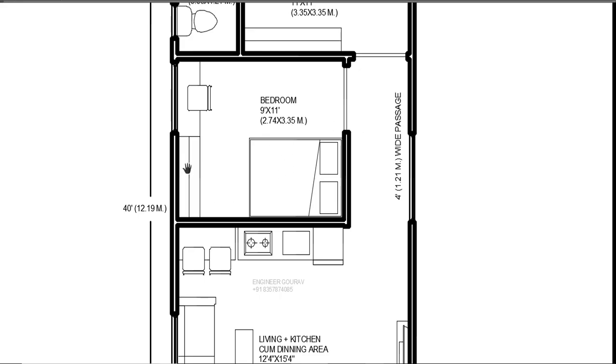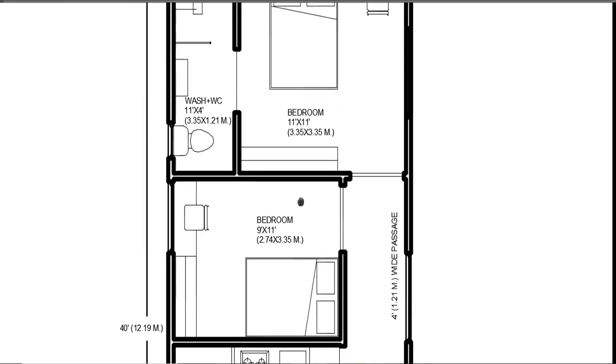You can see here the bed arrangement, wardrobe arrangement, study table with chair and a large size window for ventilation and light purpose of this area. After that we'll go inside, so we have bedroom number 2 here.